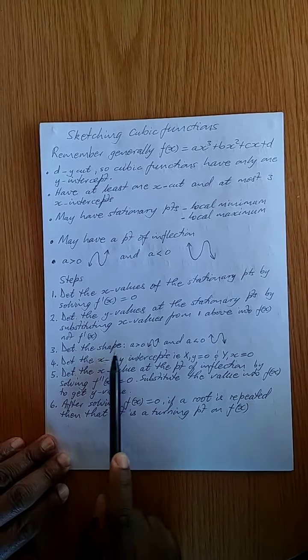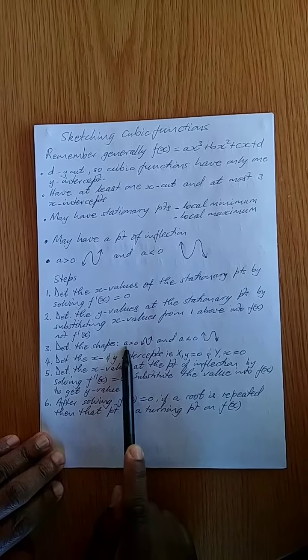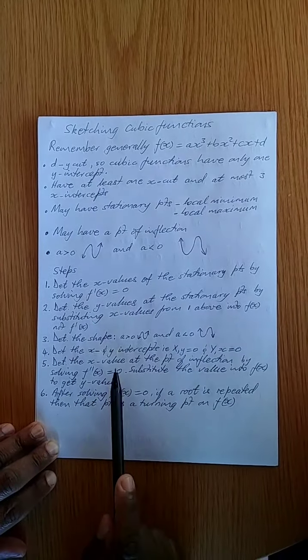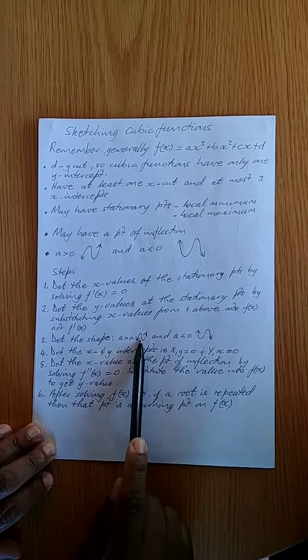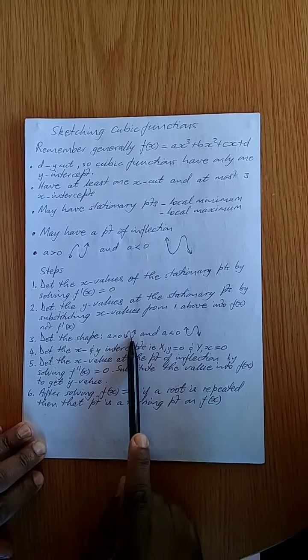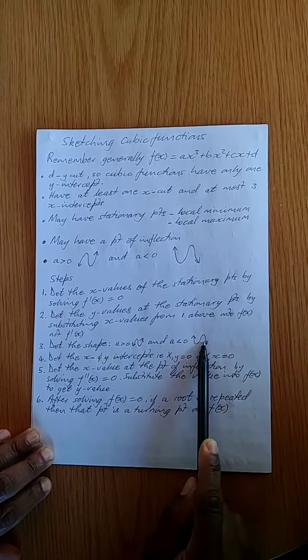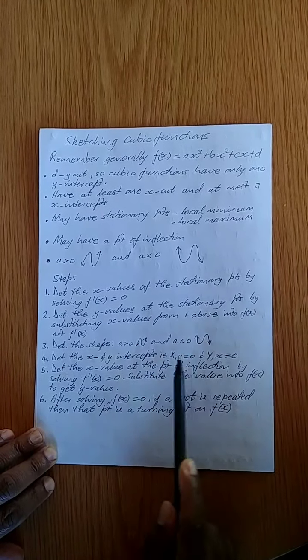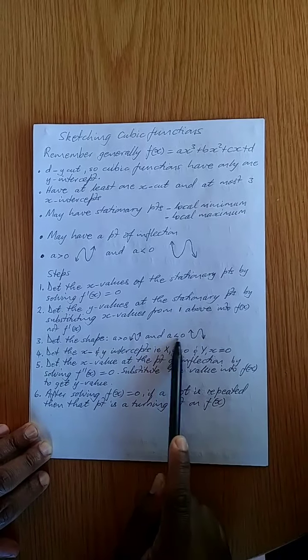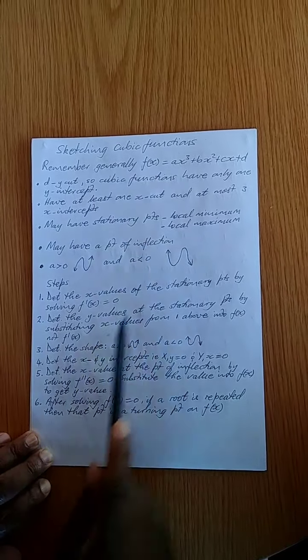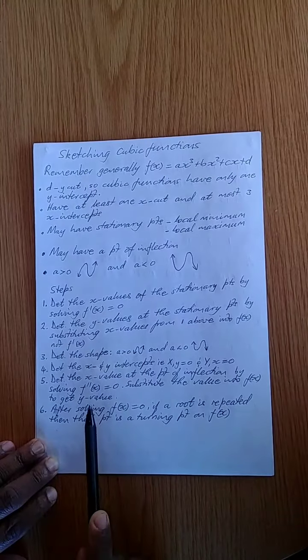Third step, determine the shape. As I said, our a determines the shape. We already know before we sketch it that it will appear either having a maximum followed by a minimum, or a minimum followed by a maximum. That is a result of the positivity or negativity of our coefficient of x cubed, which is our a.